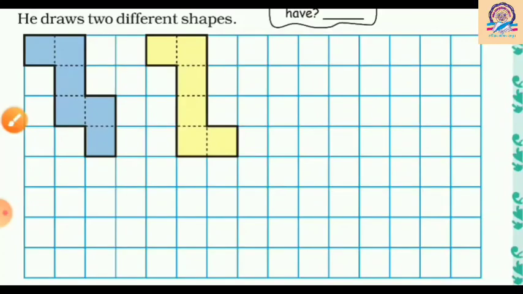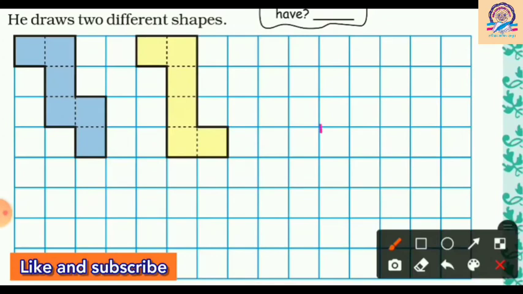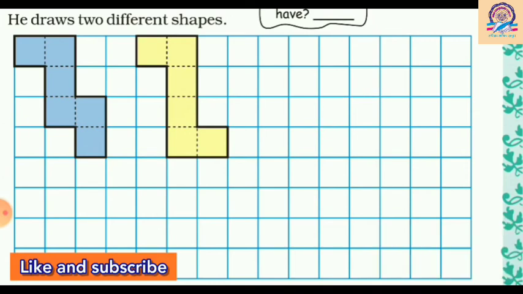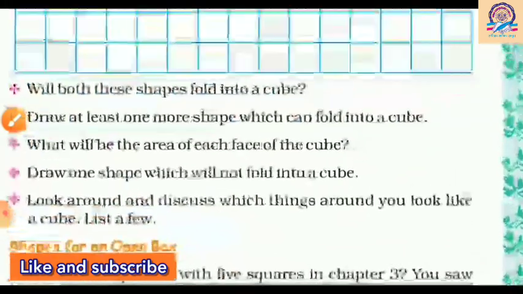For that we have to draw two squares like this. As you can see here, we draw two squares which are adjacent to each other, and then we draw four more squares which are connected like this. So this shape cannot be converted into a cube.